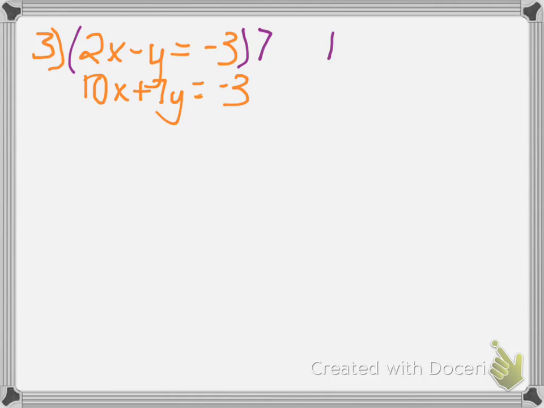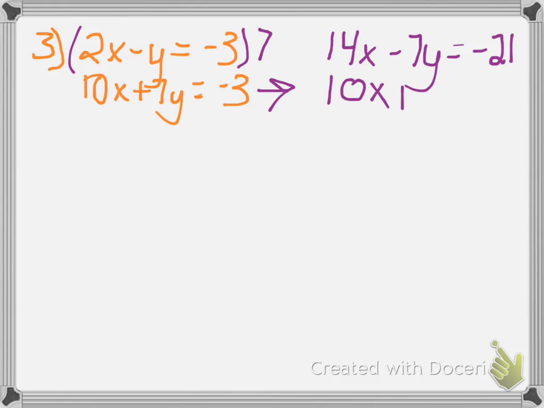So I have 14x minus 7y equals negative 21. The bottom one is already a positive 7y, so those are going to cancel, so I'll just rewrite it. 10x plus 7y equals negative 3.